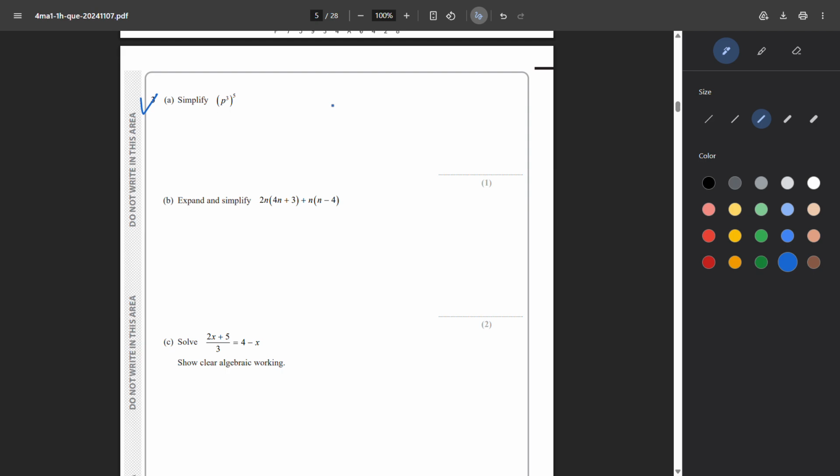So we have one property. This is the law of indices, a to the power m to the power n. When a raised to m raised to n is given, we always multiply these two powers, meaning a raised to m times n. So what you have to do here, p raised to 3 times 5. You have to multiply these two powers. So the answer will be p raised to 15.